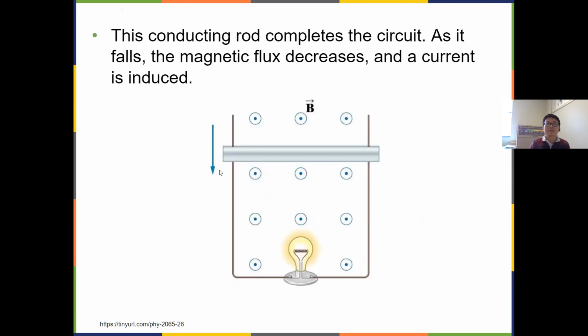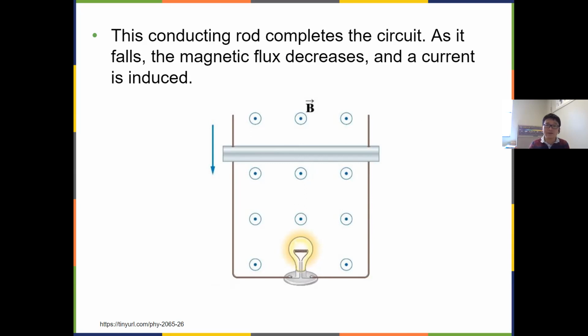All right, let's take a look at this circuit over here. You have a circuit with a light bulb, and this rod that is moving. There's a magnetic field in the region pointing out of the paper towards you. As you make the rod move, we can consider this closed circuit kind of like a coil. The B field is not changing, but the area is changing as the rod moves down. So overall B times A is decreasing.